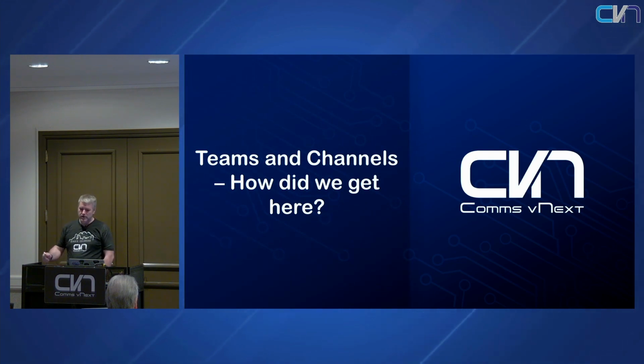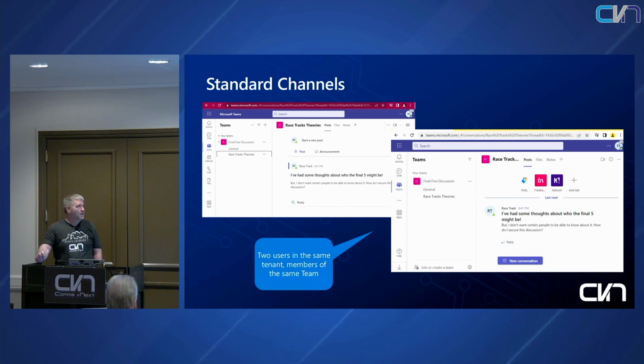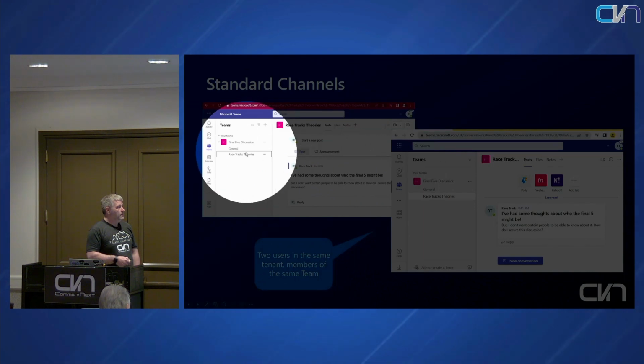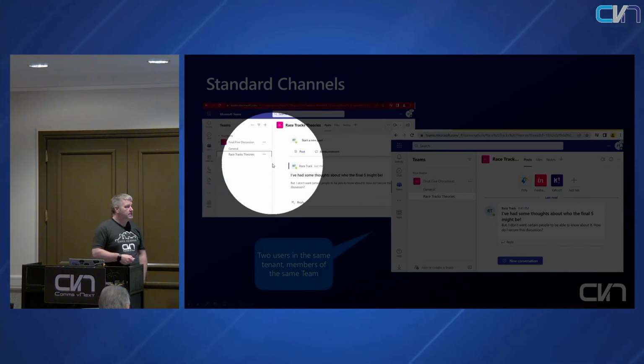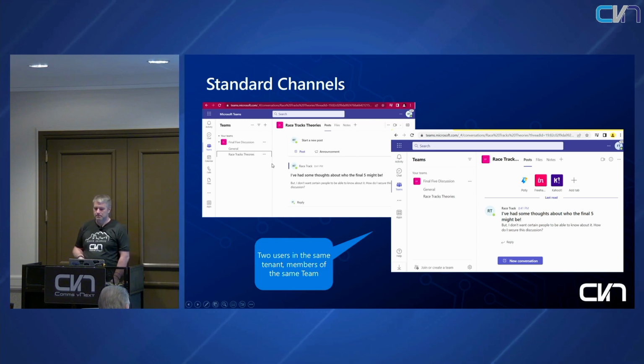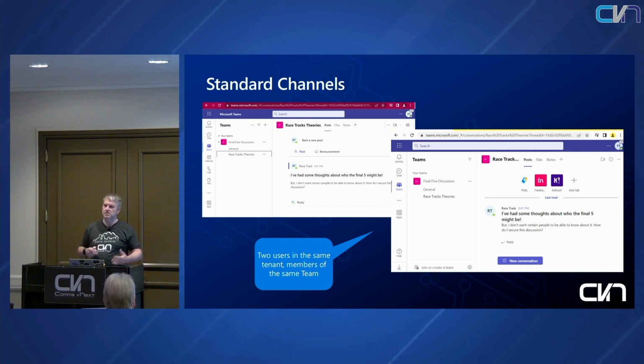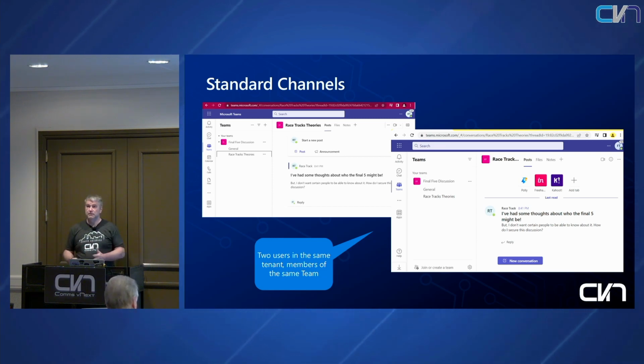So how did we get here with shared channels? In standard channels, we have two users in the same organization. They're having a conversation. The channels that they've got in the team are the same. So this is cool, as long as everyone in that team gets access to the same stuff, just like they would to a file share, we're good to go. Where this falls apart, though, is when we want to bring other people into that conversation and perhaps have them have different access to different things.